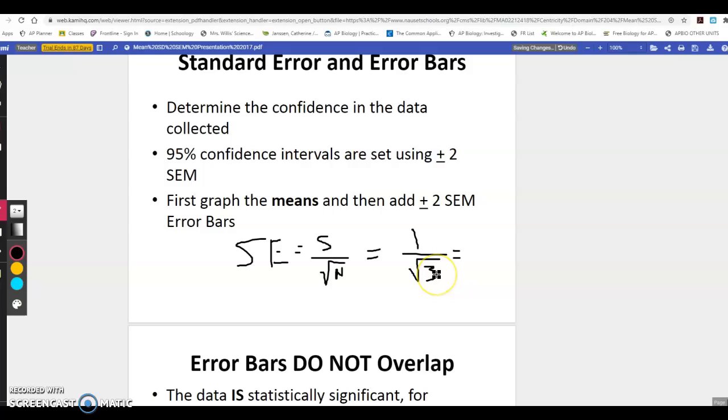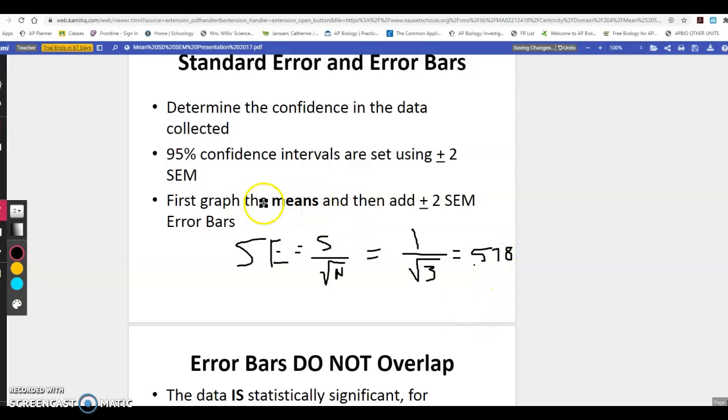So we can pull up a calculator, and in our calculator we can figure out what that is. So the square root of 3 is 1.73. So 1 divided by 1.73 is 0.578. And that's our standard error.